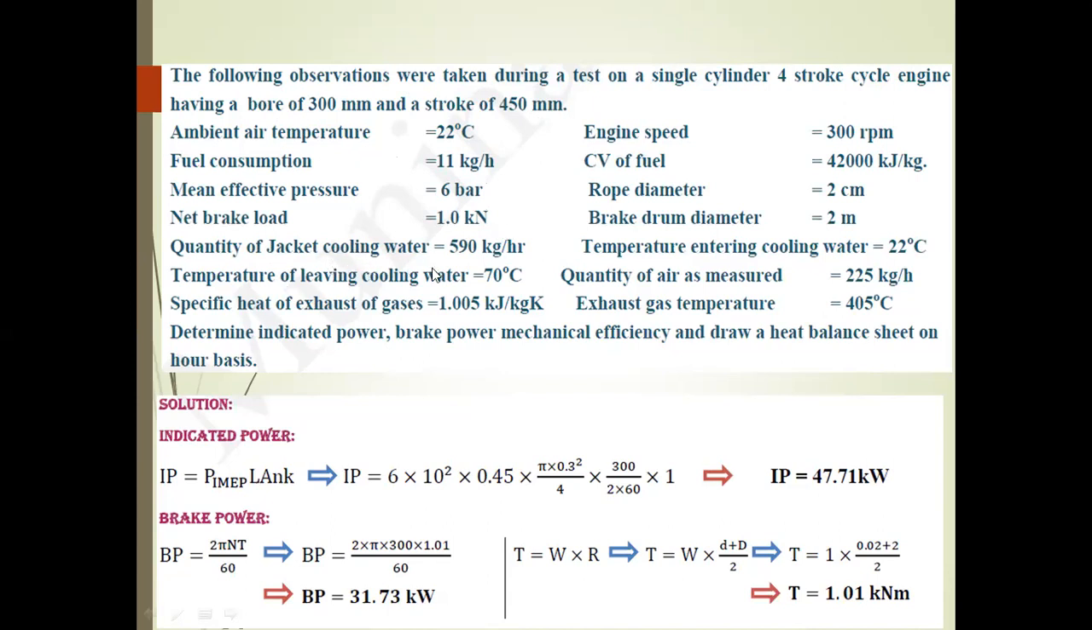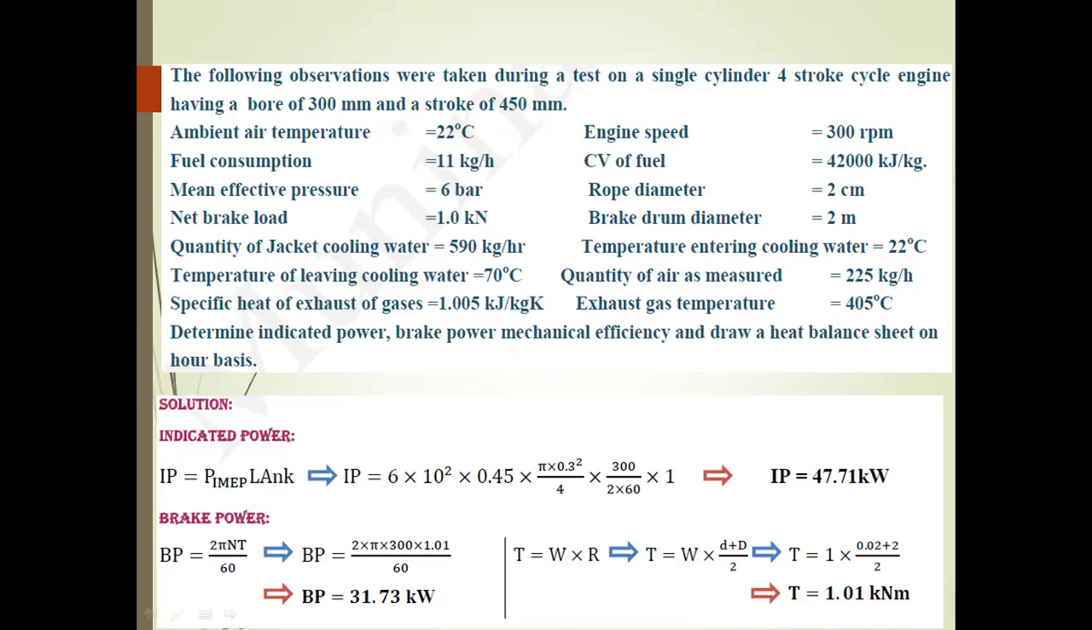The quantity of the jacket cooling water is 590 kg per hour. The temperature of the leaving cooling water is 70 degrees Celsius. The specific heat of the exhaust gas is 1.005 kilojoules per kg per hour. After that, the engine speed is 300 rpm. The calorific value of the fuel is 42,000 kilojoules per kg. The rope diameter is 2 centimeter. The brake drum diameter is 2 meter. The temperature of the entering cooling water is 22 degrees Celsius. Finally, the quantity of air is measured as 225 kg per hour. The exhaust gas temperature is 405 degrees Celsius.